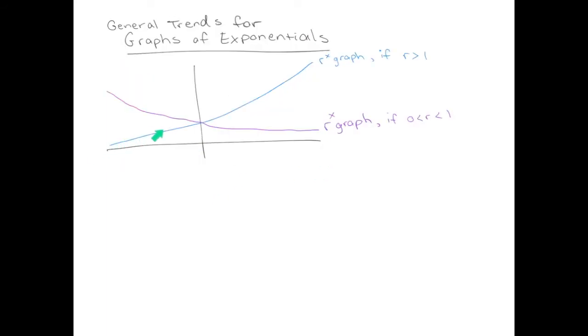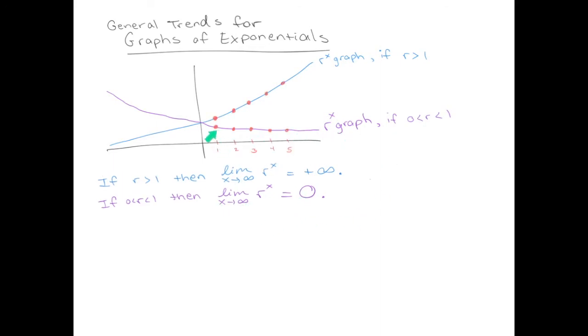So as a general trend, a number raised to the x power will be increasing if this r value is greater than 1, and it'll be decreasing like this purple graph if the r value is a fraction. The limit as x goes to infinity gives us different values in the two different cases. For the blue graph, the height of the function goes to infinity as x goes to infinity. And for the purple graph, the height of the function goes to 0 as x goes to infinity.